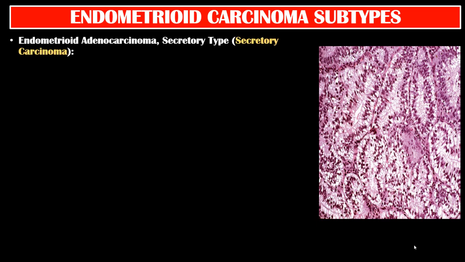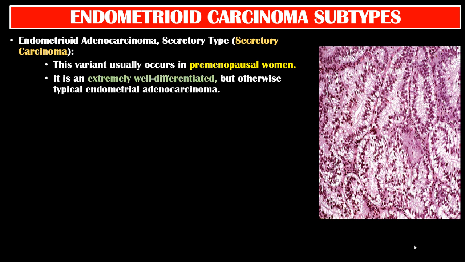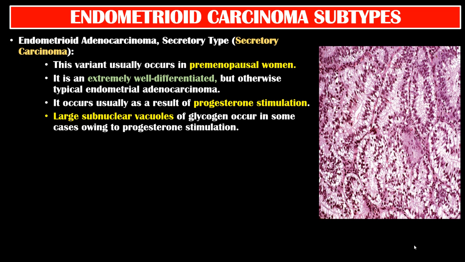Endometrioid adenocarcinoma, secretory type, secretory carcinoma. This variant usually occurs in premenopausal women. It is an extremely well differentiated but otherwise typical endometrial adenocarcinoma. It occurs usually as a result of progesterone stimulation. Large subnuclear vacuoles of glycogen occur in some cases owing to progesterone stimulation.